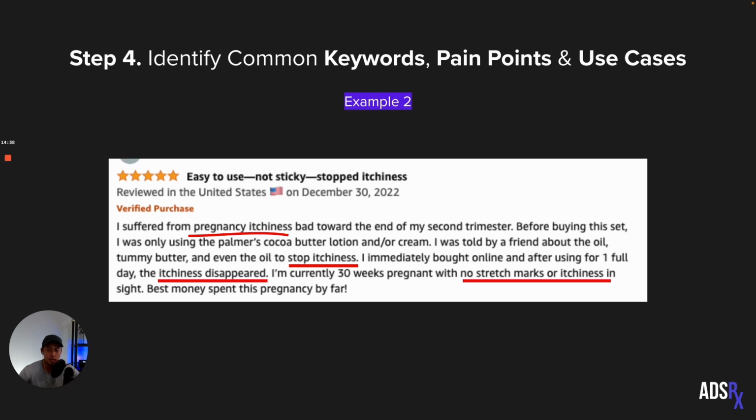Wow, it's a big claim, but it's also very powerful. No stretch marks or itchiness in sight. Dang. Right there, that itself could be used as a headline. Best money spent this pregnancy by far.